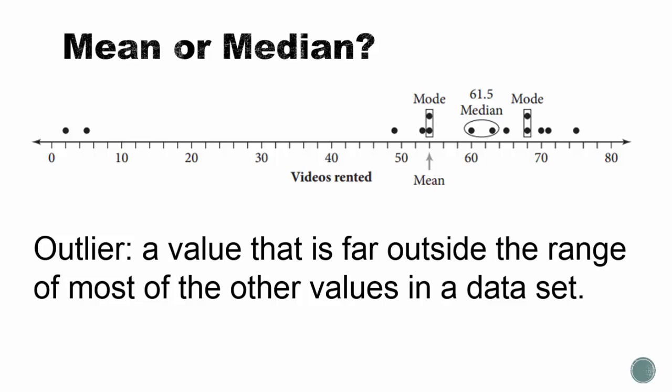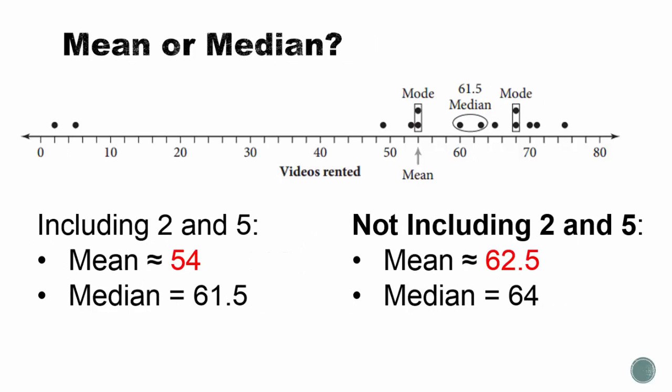Let's explore how these outliers affect the mean and the median. Notice what happens when we don't include the outliers. The median changes a little, but the mean changes quite a bit. Calculating the mean with the outliers included can be misleading sometimes. So in the original example, the median is the best measure of center because it is not influenced so extremely by the outliers.